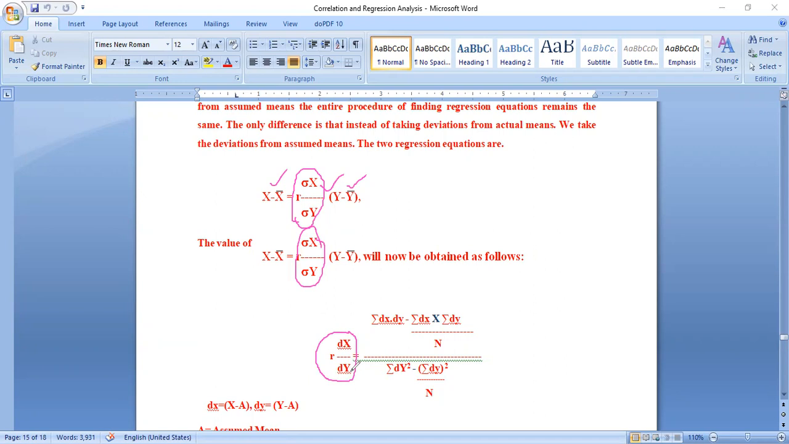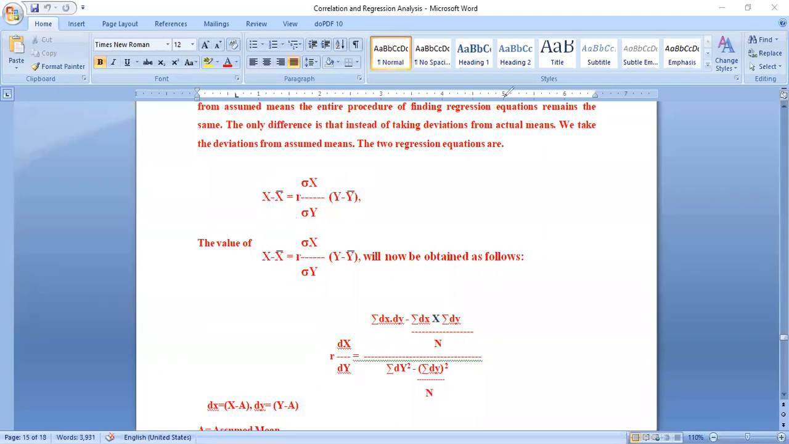Again this is expanded in this way, is equals to sigma dx into dy minus sigma dx into sigma dy by n, divided by sigma dy square minus sigma dy whole square by n. Okay, here the procedure is the same. Simply instead of writing x, we are writing dx. Instead of writing y, we are writing dy. If these dx and dy totals are done, then simply we are adding sigma, okay, divided by sigma dy square minus sigma dy whole square by n. I think you understood this one.